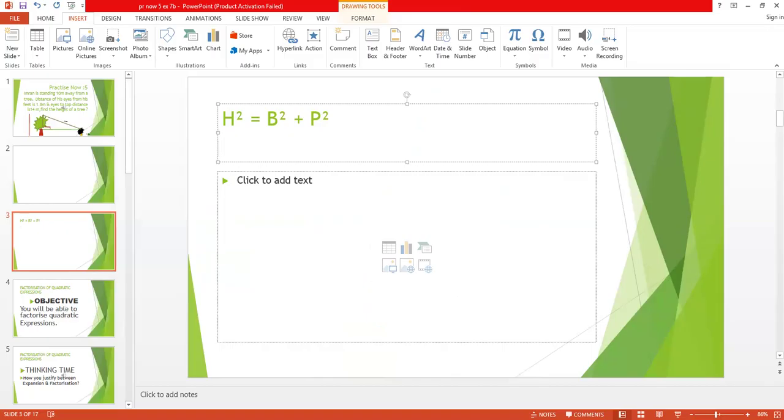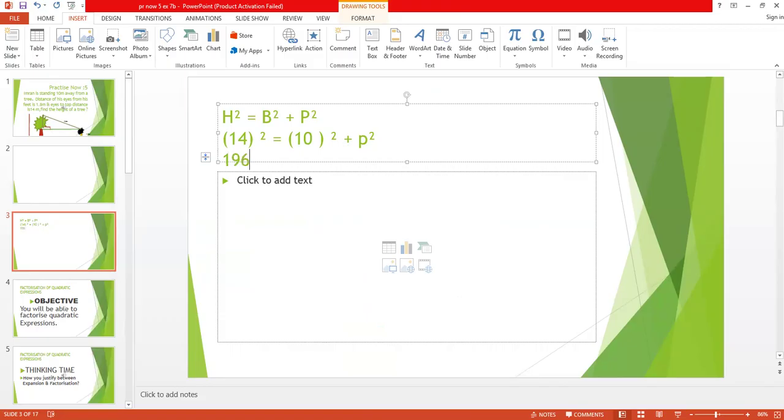Perpendicular is missing, but before writing perpendicular, I have to write hypotenuse, that is 14 meters square. Then I have to mention the base, that is 10 meters square. And then I have to write perpendicular, which is missing, so we have to find it. Now 14 into 14 is equal to 196. Am I right?